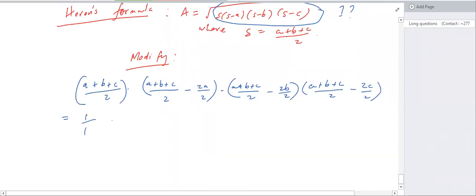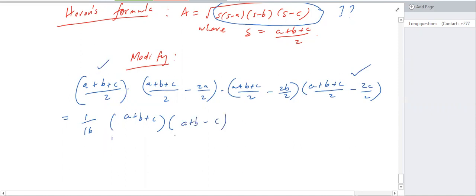1 over 16 into A plus B plus C, into, so collecting these terms, remember all the denominators are out because this is still over 2, this is still over 2 and that's still over 2. 2 times 2 times 2 times 2 is 16. So 1 over 16, A plus B plus C, this is the term. And let's look at A plus B minus C. So A plus B minus C.